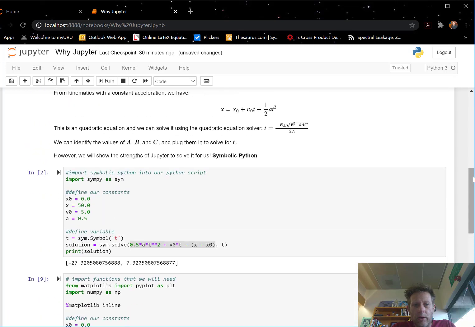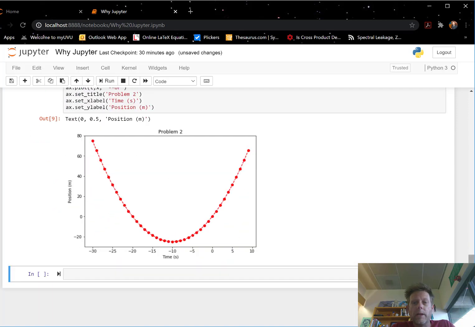But really this just shows the strength of using Jupyter over a traditional text editor like Microsoft Word or anything like that. So we will do this here quite a bit in notes.